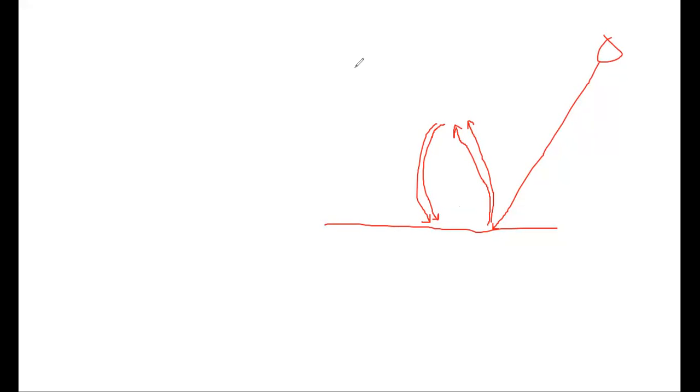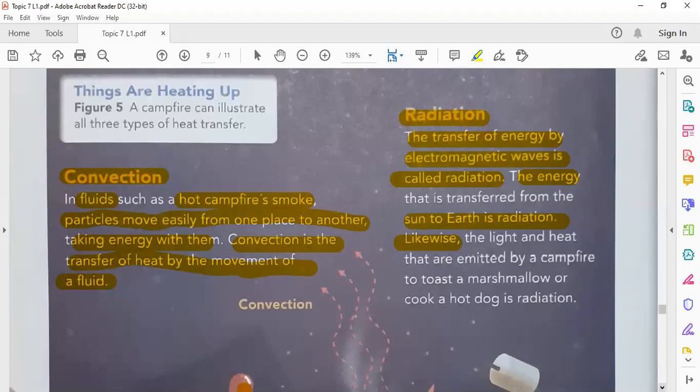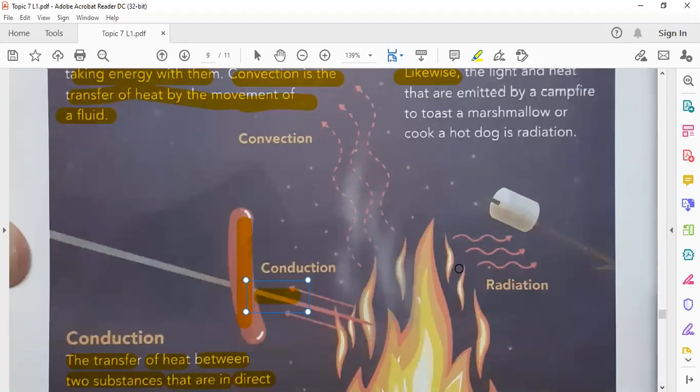The last method by which heat moves is radiation. It is the transfer of energy by electromagnetic waves. An example of radiation is when heat is transferred from the sun to the earth. And here also, as you see, the heat or energy moves from the campfire to the marshmallow by radiation.